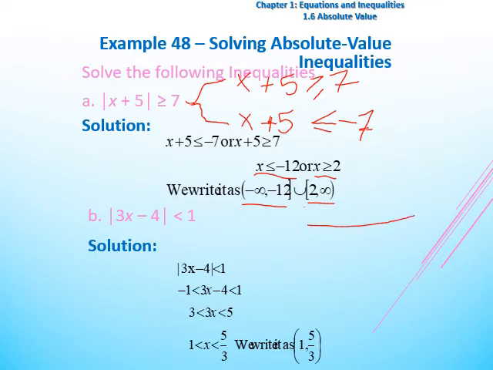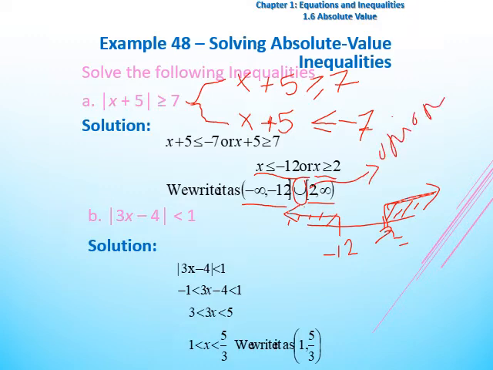If you imagine the two values on the line, 2 up to positive infinity and negative 12 down to negative infinity, the two intervals are not intersected. So we will combine the two intervals by using the union sign, as here in the example.